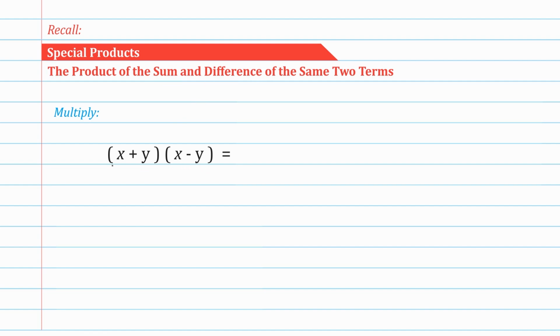Okay? Now, how do we do that? Take note, we have a binomial times another binomial. Therefore, to solve that, let's use the FOIL method. F stands for first. Multiplying the first terms, x times x is x squared. Next, O means outer. Outer are x and negative y. Therefore, x times negative y is negative xy.